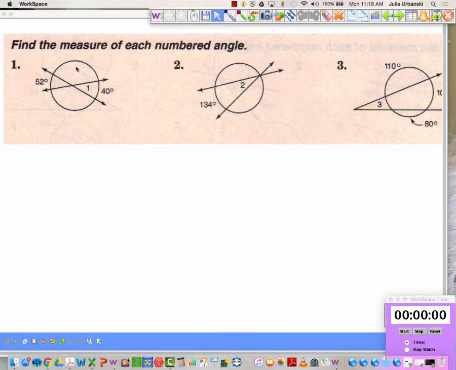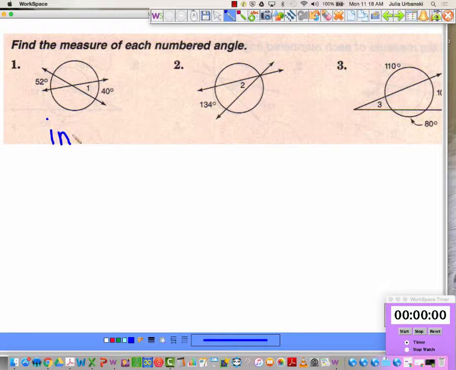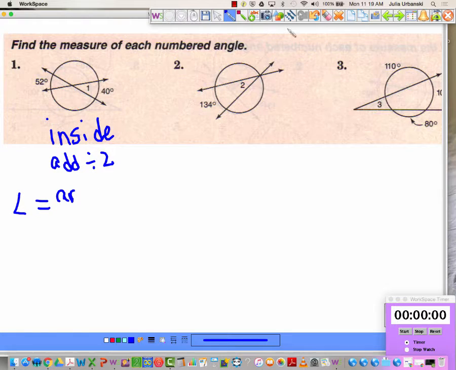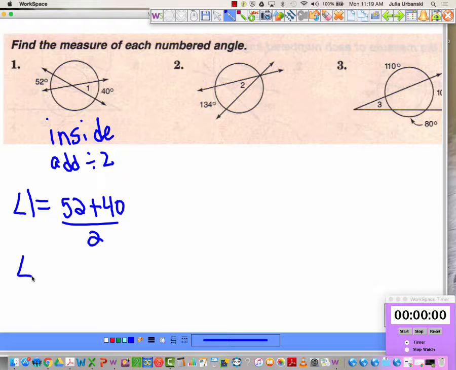Number 1. There's no center dot drawn here. So is this angle inside, outside, on, or center? Inside. When the angle is on the inside, what's the rule? You add and divide by 2. Good. So I'm going to write it out this way every time. The angle equals the arcs. In my case, the angle is angle 1. Angle 1 equals the arcs. I'm guessing this says 52, and that one says 40. Am I correct? Yeah. Thank you. And then divided by 2. The angle equals the arc sum divided by 2. So what does angle 1 equal?